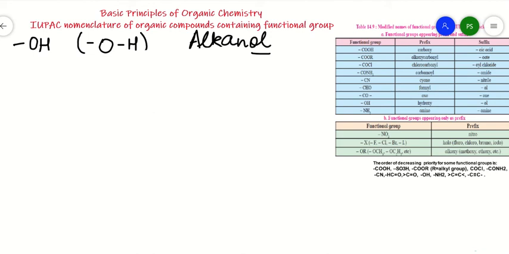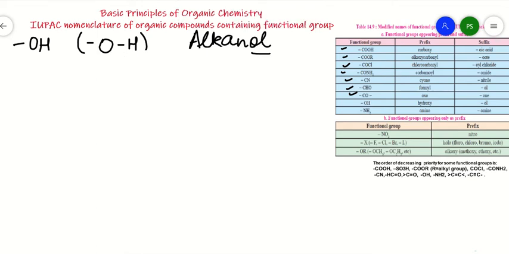Good morning, dear children. As you know, we are learning IUPAC Nomenclature of Organic Compounds containing functional groups, and we have studied functional groups like acid, ester, acyl chloride, amide, cyanide, aldehyde, and ketone. Today we are going to learn the hydroxyl or alcoholic group and the amino group.